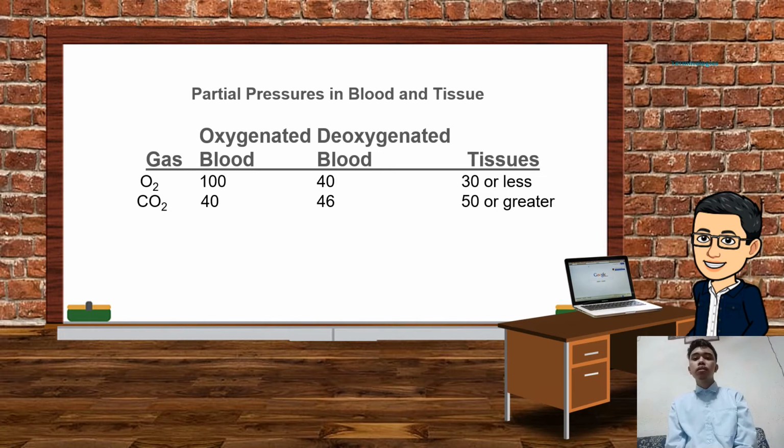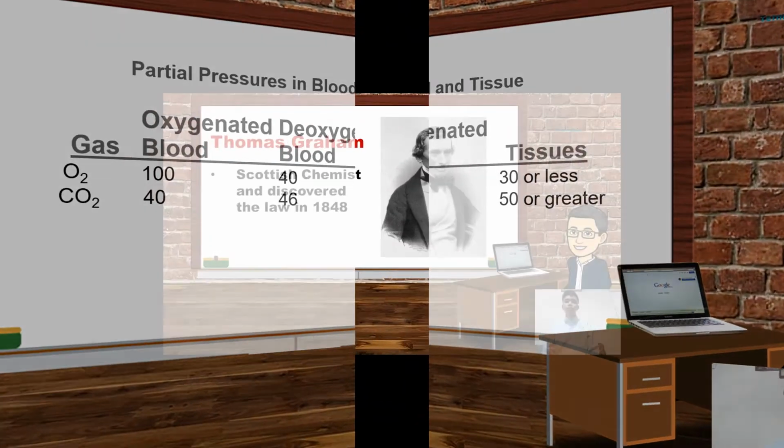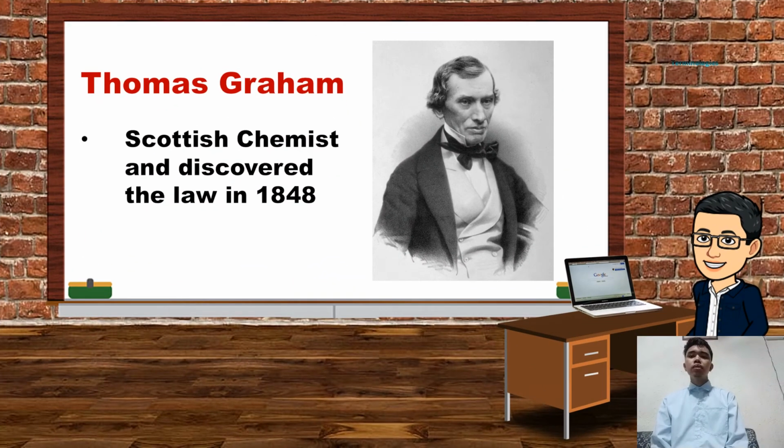Now that you understand Dalton's law of partial pressure, let us now proceed to Graham's law of diffusion. Graham's law of diffusion was discovered by Thomas Graham, a Scottish chemist, in 1848. Before we go to the law of diffusion, let us differentiate between diffusion and effusion.